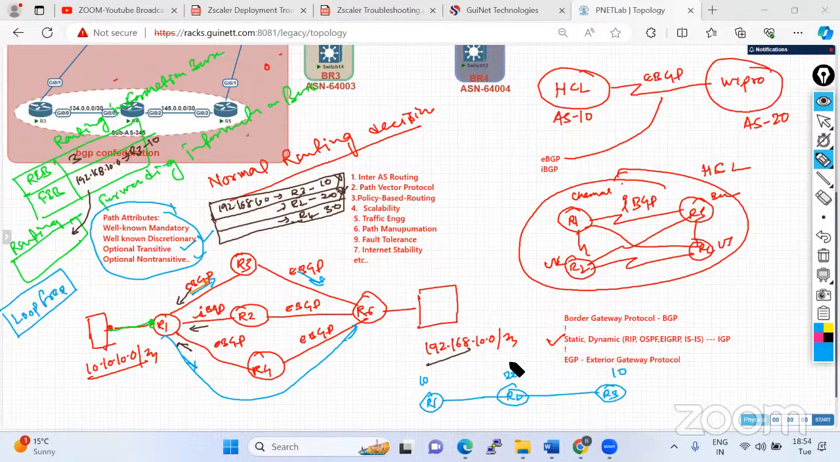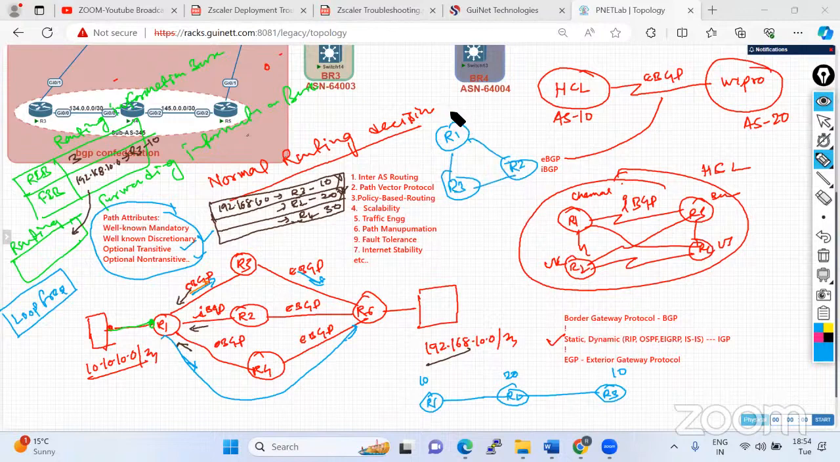So what is a loop? A loop means you are getting the same route somewhere else which you originated. Maybe I'm sending something and I'm receiving the same route from somewhere else. If I install that route in my routing table, it is going to make a loop. You can think about it this way: R1, R2 and R3 are connected in this way.